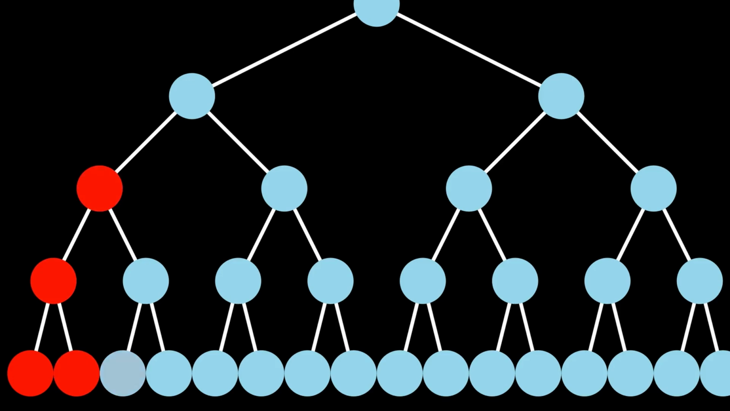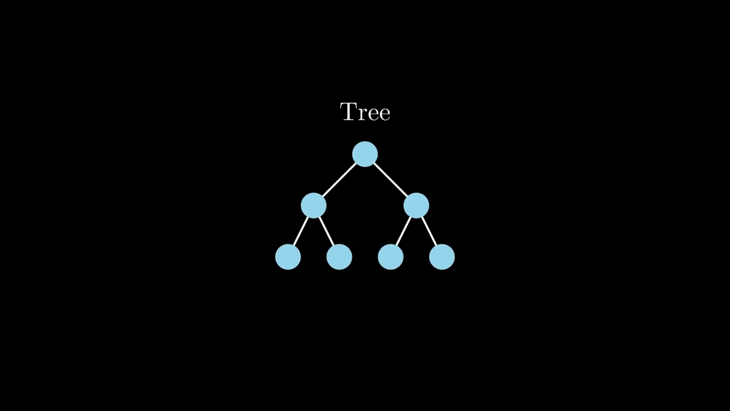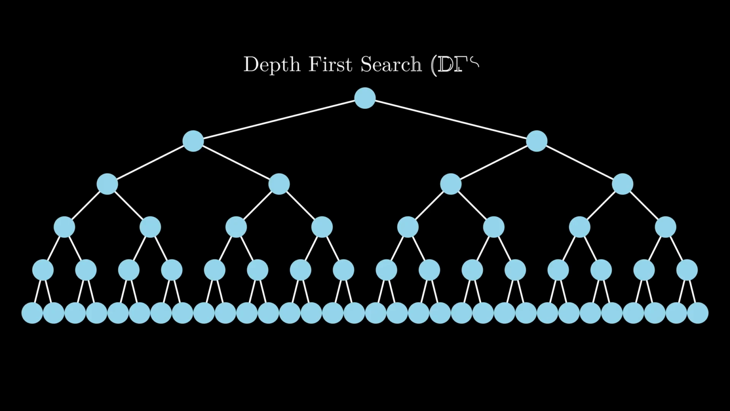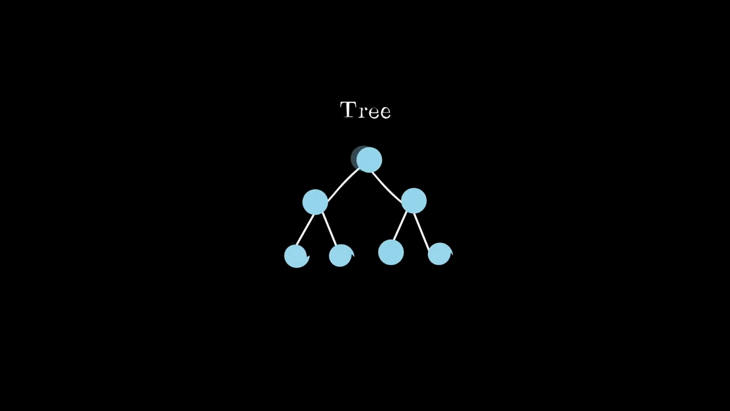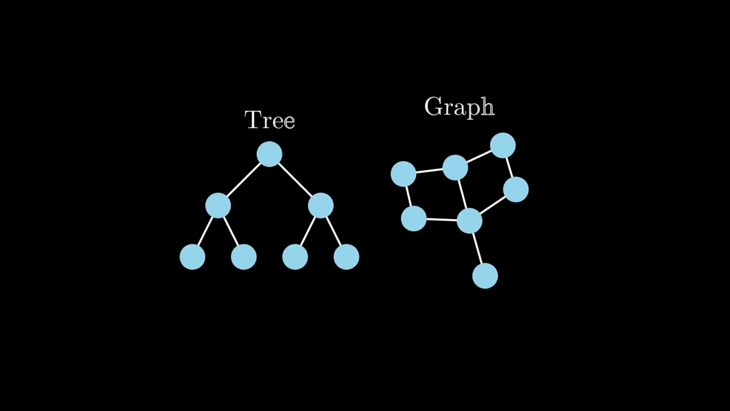So now that we've gotten traversal order out of the way, we need to understand the difference between DFS on a tree, or a graph that is a tree, and DFS on a graph. So the previous example was DFS on a tree. The most important thing to understand about DFS on a tree versus DFS on a graph is that trees do not have cycles, but graphs can have cycles.